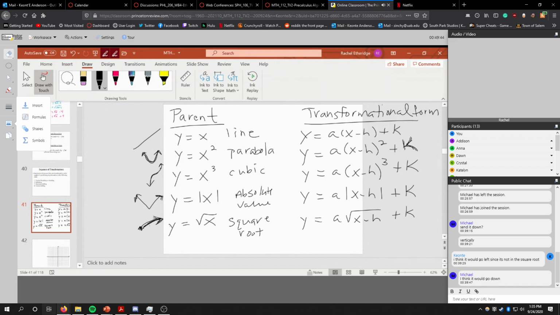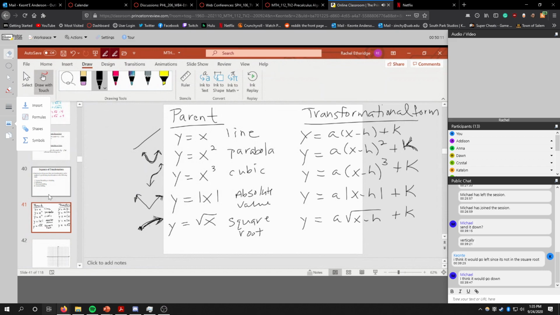So in the next chapter, not chapter 3, but in chapter 4, we're going to have to apply this to exponential functions and logarithmic functions. So if you'll learn the transformational form and what it really means, it'll make that chapter a whole lot easier because you'll understand when we start doing transformations of those functions.